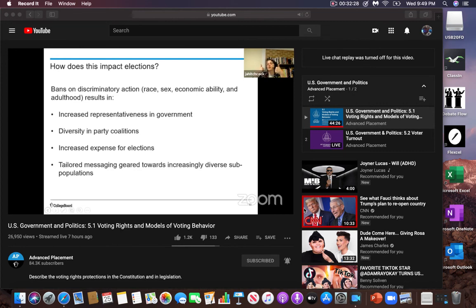It might even boost that descriptive representation, which we'll talk a little bit more about as we go through the next couple of weeks. Remember, descriptive means hold the mirror up and that person looks like me. It's statistically more likely that they look like me. They look like me in my race, in my sex, and so on and so forth.